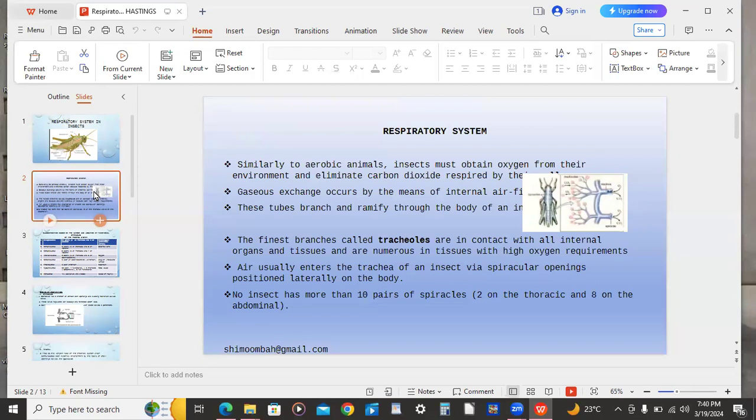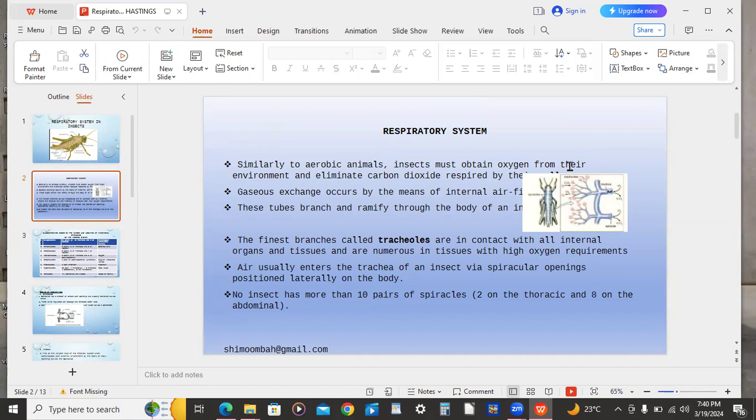So these tubes, in this case I'm talking about the trachea, ramify or branch out through the body of an insect. As you can see, this is the main branch, forming small branches, or the finest branches called the tracheoles. The finest branches, called the tracheoles, are in contact with all internal organs and tissues and are numerous in tissues with high oxygen requirements.